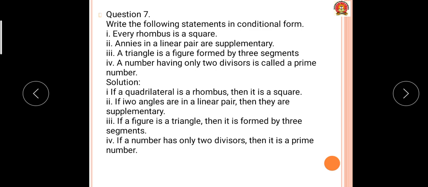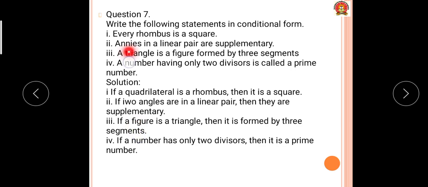Now write the following statement in the conditional form. Every rhombus is a square. If a quadrilateral is a rhombus, then it is a square. A simple conditional statement like in the English language. Angles in a linear pair are supplementary. So if two angles are in a linear pair, then they are supplementary.